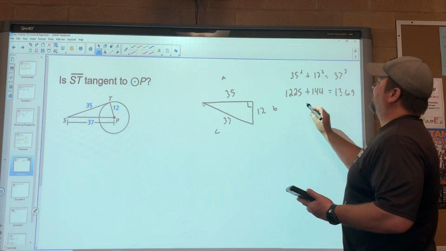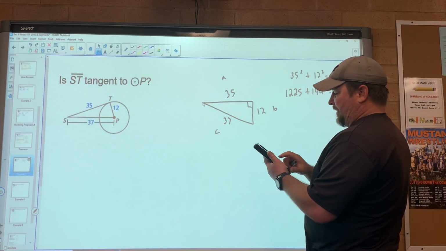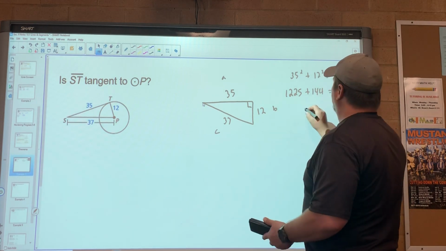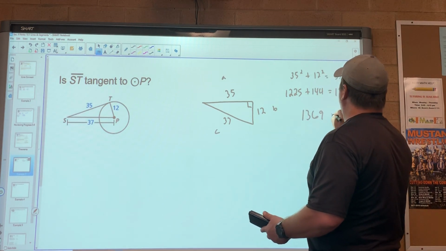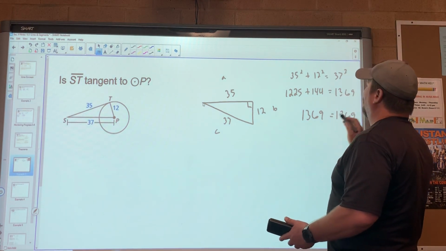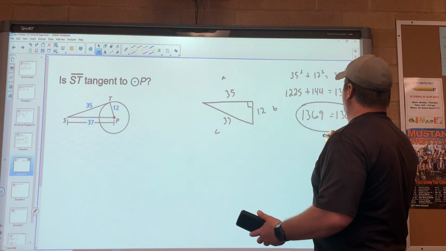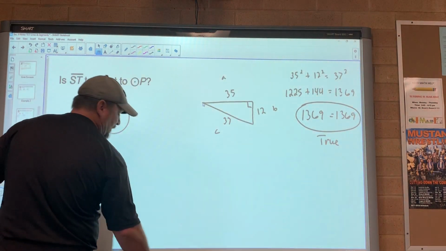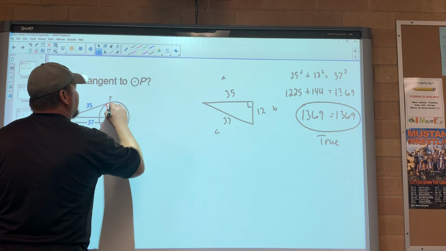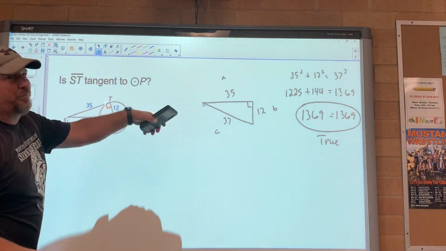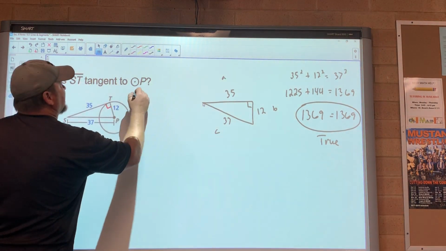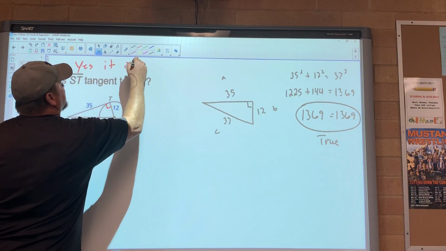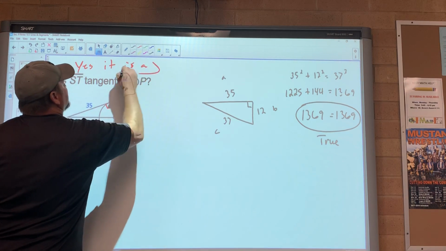So now we'll add these two up. 1225 plus 144, and we get 1369 equals 1369. What have we just proven? Okay, so that's true. Well, if that's true, then we know this is a 90, really, truly right here. Notice I did not put the box there until after I proved it. Therefore, yes, it is a tangent.